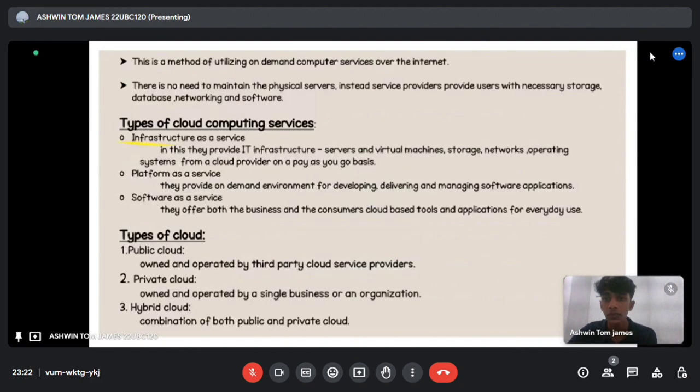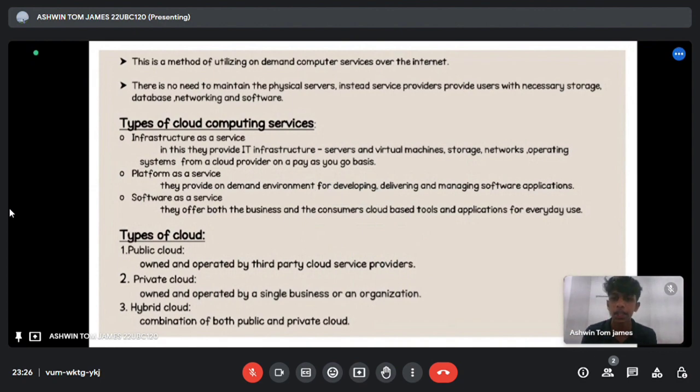Cloud computing. This is a method of utilizing on-demand computer servers over the internet. There is no need to maintain a physical server. Instead, the service provider provides users with the necessary storage and data-based cloud computing services.